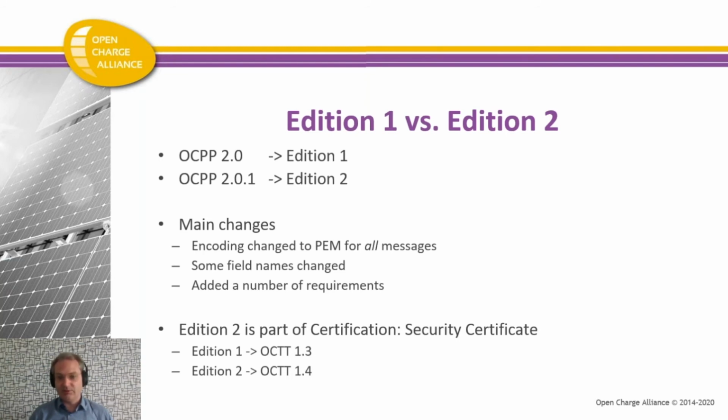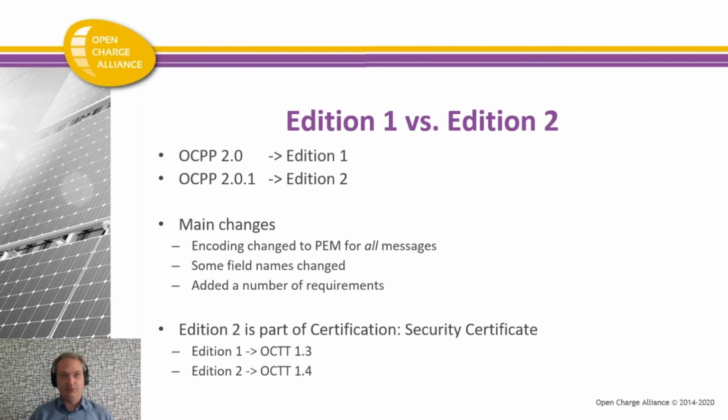Some field names have changed for clarification, and we also added a number of requirements, especially related to the signed firmware update, because as you have seen, I went over the basic process, but we have a lot of requirements accompanying the signed firmware update process. And finally, edition 2, the latest version, is also part of the certification program. So you can get a separate security certificate for this version. If you have implemented this, you can go for certification.